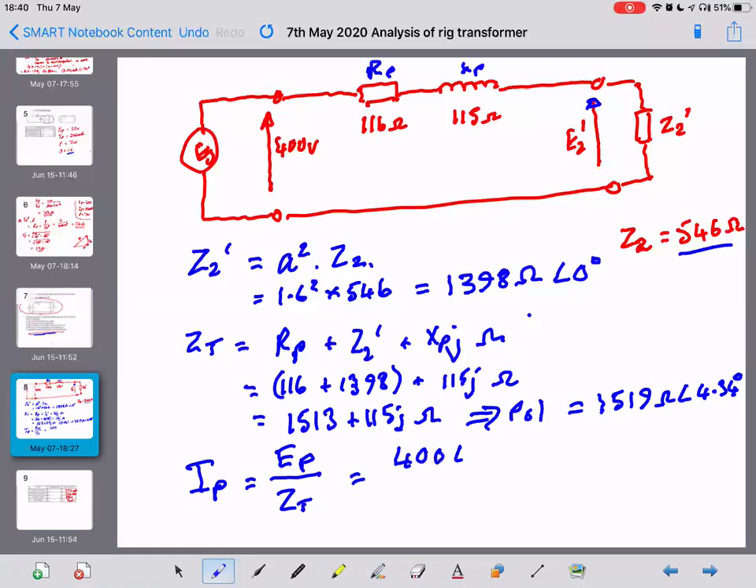400 angle 0 over 1519 angle 4.34 equals 0.26 amps.